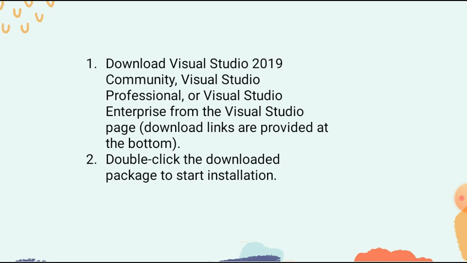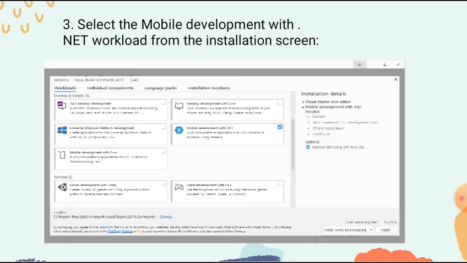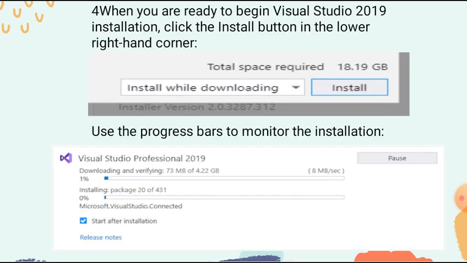Okay, first, download Visual Studio 2019 Community, Visual Studio Professional, or Visual Studio Enterprise from the Visual Studio page. Download links are provided at the bottom. Second, double-click the downloaded package to start installation. Third, select the mobile development with .NET workload from the installation screen.